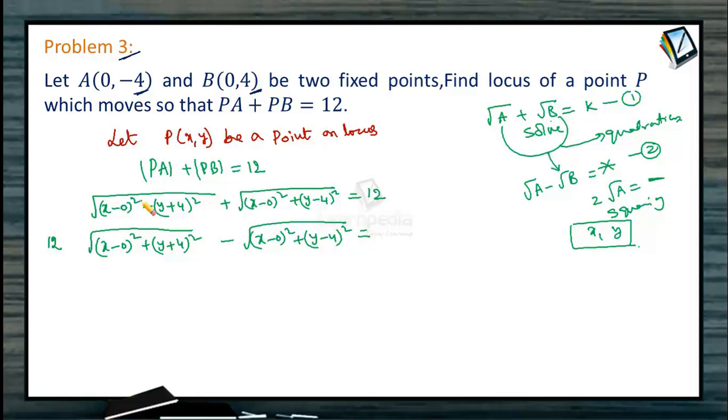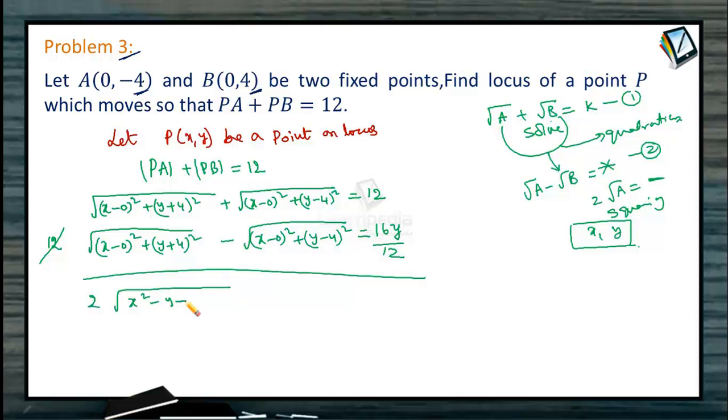Now when root a plus root b is multiplied with root a minus root b, what we have is simply a minus b. So the a minus b terms here will get simplified, x square will get cancelled. The cross product terms here and here, which give you 8y and 8y, make it 16y. I bring this 12 to the other side. When I add, I get 2 root x square plus y plus 4 square is equal to 12 plus 16y by 12. So we can cut off this 2. This becomes 6. This becomes 8.